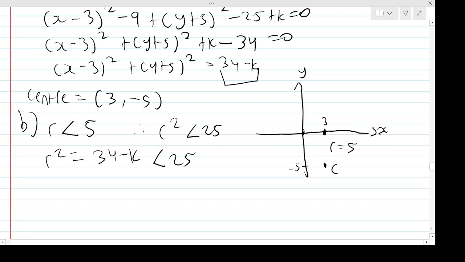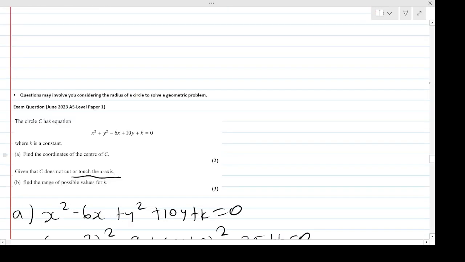But then I can solve this for k. So then I get minus k is less than 25 minus 34. That's minus 9, okay? Therefore, I can then divide by -1. But remember, when you divide or times by -1 an inequality, you have to flip it. So k has to be greater than 9, okay? Cool, so that's my range of values.